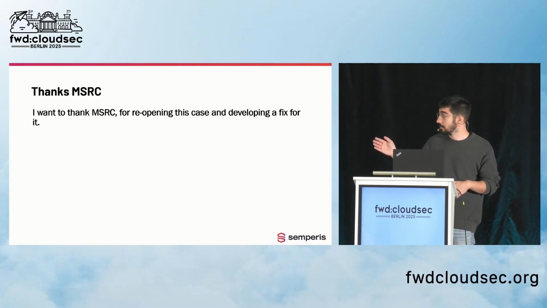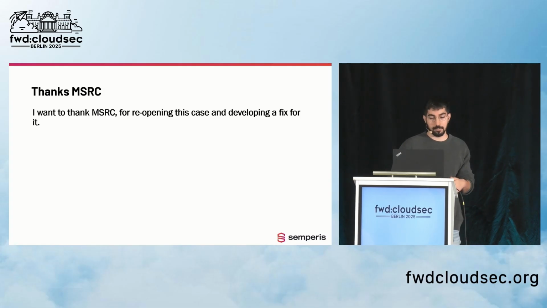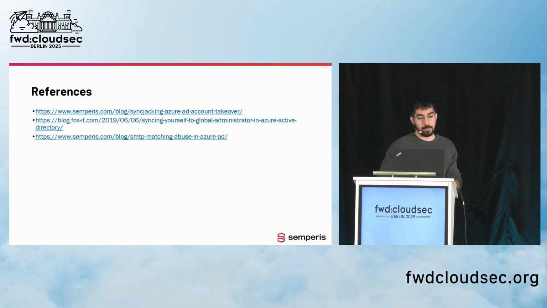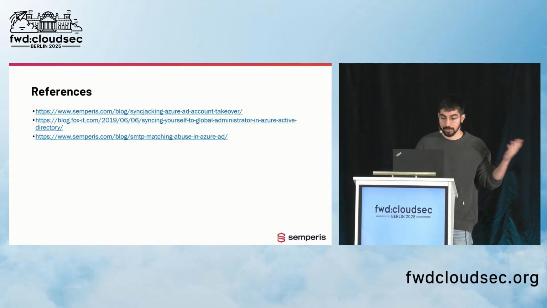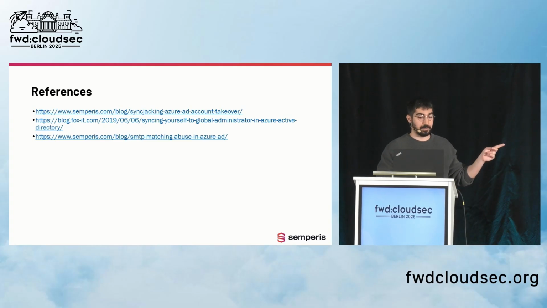And they also told me it's okay to give this talk about this issue, even though they are just now fixing it. And for the references, if you want to take a look, there's the SyncJacking blog. There's the blog from Dirk-Jan, which is an amazing blog about the soft matching abuse. And we also have the SMTP matching abuse that I wrote together with Sapir.